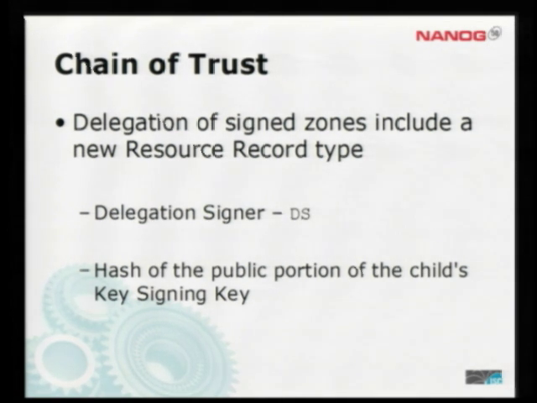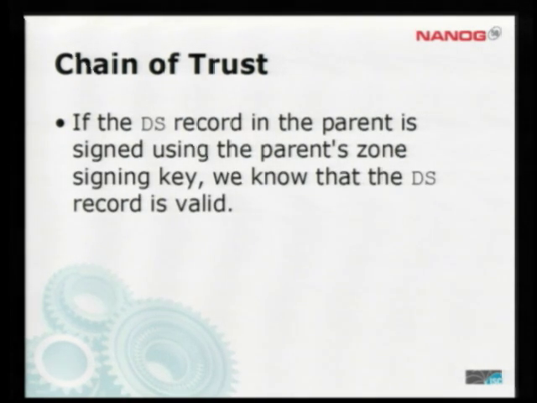I then use that key signing key to validate the zone signing key. Then I'm able to validate anything within that child zone. So, sounds good, right? Shouldn't be completely scared yet.